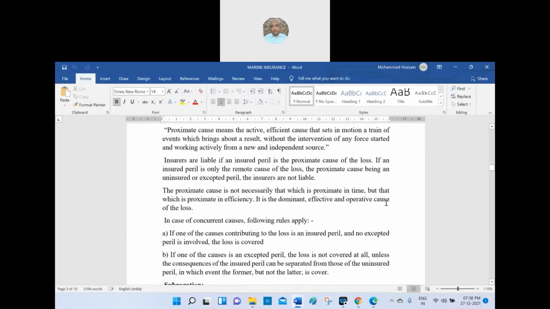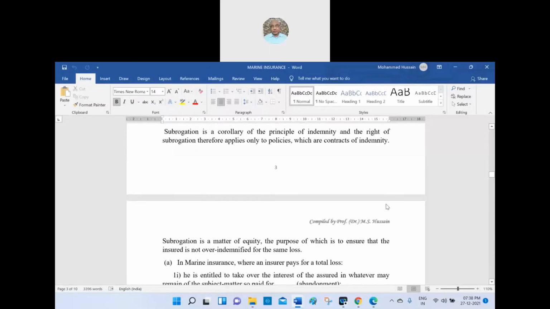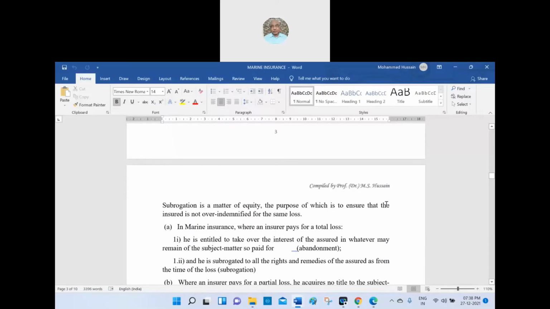So that is subrogation. I told you the insurer will pay first, later on he will step into the shoes of the insured and get the damages from the other party whose fault is 100%. So that is called subrogation. Subrogation is the right which one person has of standing in place of another and availing himself of all the rights and remedies of the other, whether already enforced or not. So that is about subrogation.